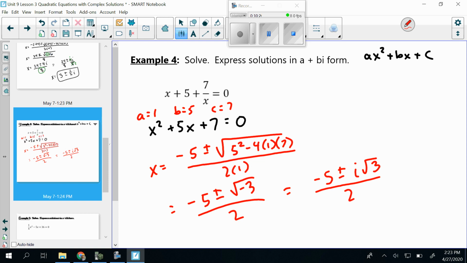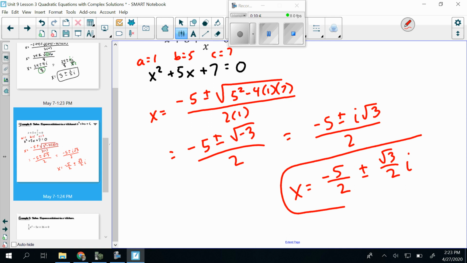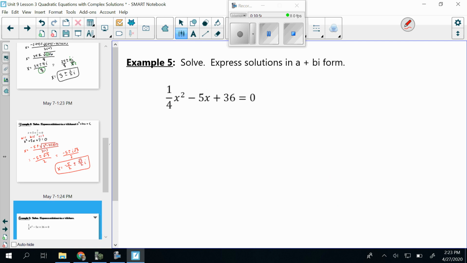Separate that out now into the real and imaginary parts for the answer. Hopefully what you got here is negative 5 over 2 plus or minus, and then on the other part, we got square root of 3 over 2 i. That would be the complex solution to this one. Okay, all right, let's try one last one.